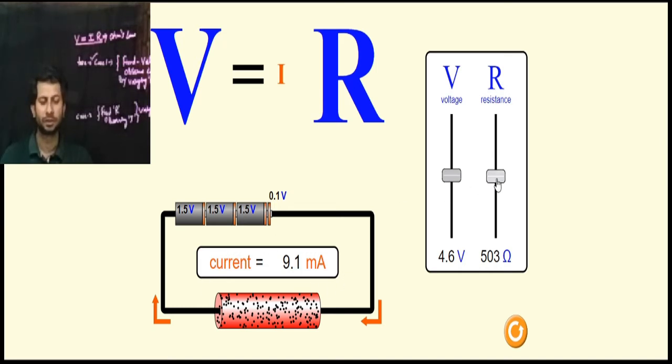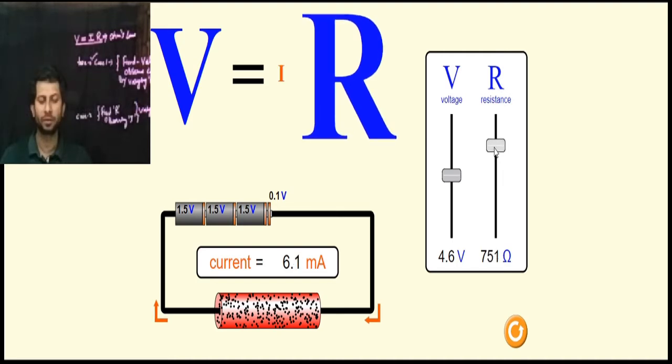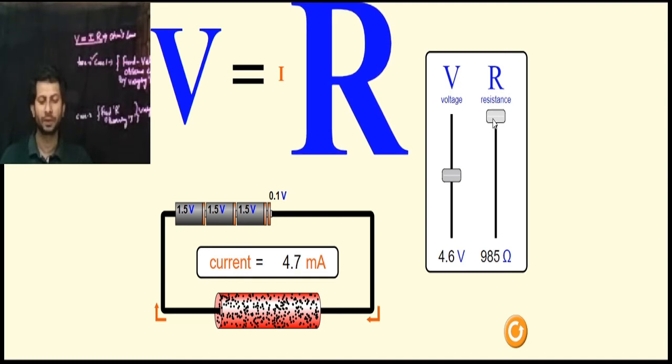Let's start. If we slightly increase the value of resistance, gradually you can observe that the current comes down from 8 to 6, and as we further increase the resistance, the value of current keeps decreasing and reaches 4.6 milliampere as we keep this resistance at 1000 ohm.